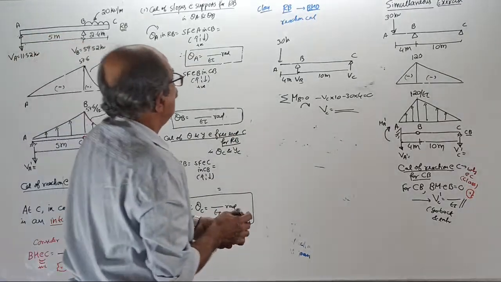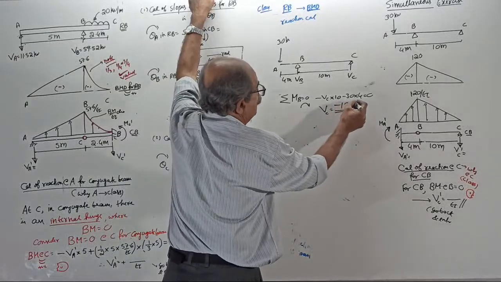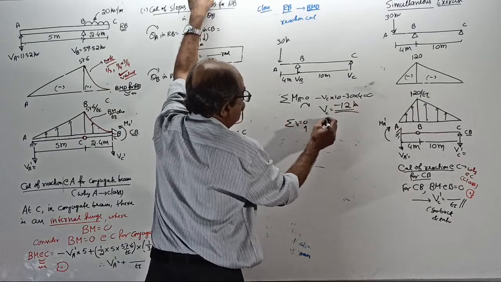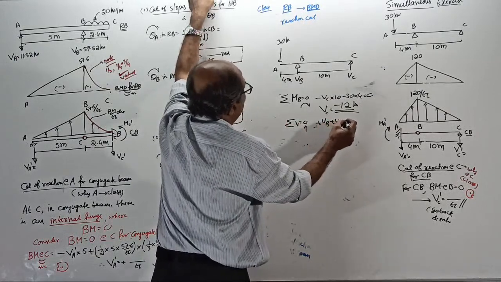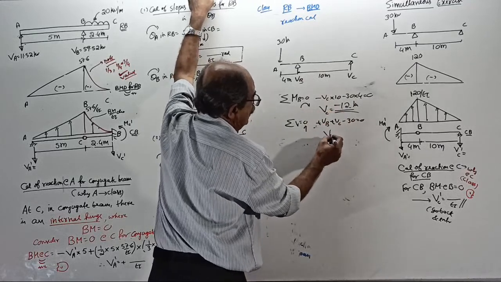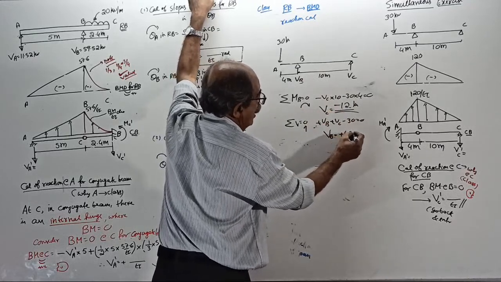Minus 12 kilonewton. Sigma V equals 0, upward positive: plus VB plus VC minus 30 equals 0. Put VC equal to minus 12. Your VB will come plus 42 kilonewton.